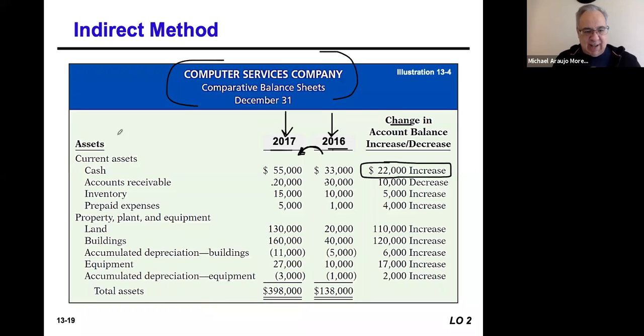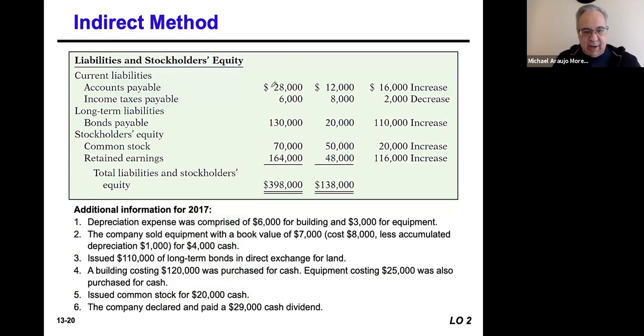These are just your asset accounts. So we also have to do it for your liability and equity accounts. So here are the liability accounts and the equity accounts for 2017 and 2016. Again, you're noting the difference from the base year to the most recent year. When you go from 12,000 in payables to 28,000 in payables, that's a $16,000 increase. When you go from 8,000 in income tax payable to 6,000, that was a $2,000 decrease. And you do that all the way through.